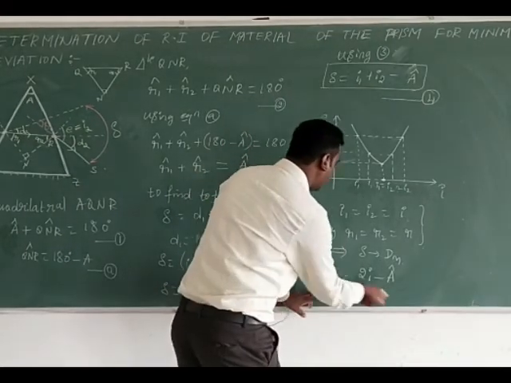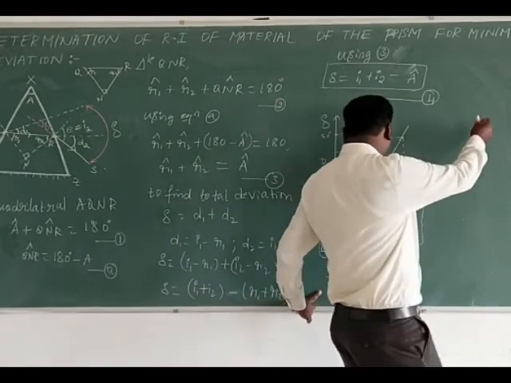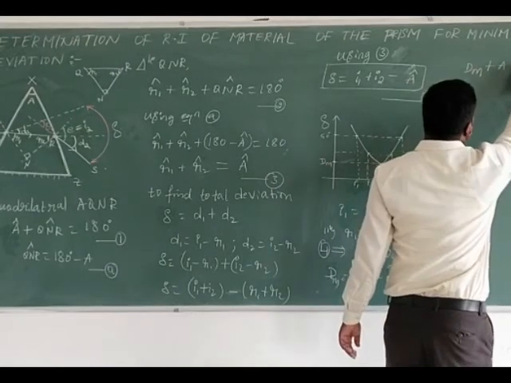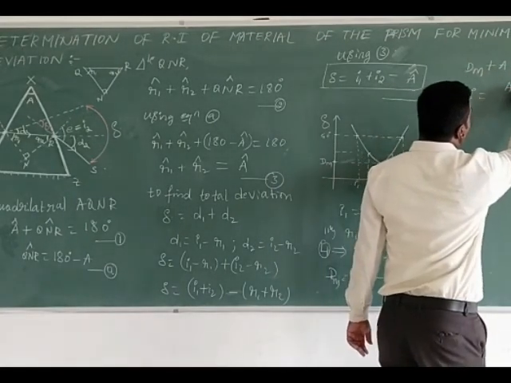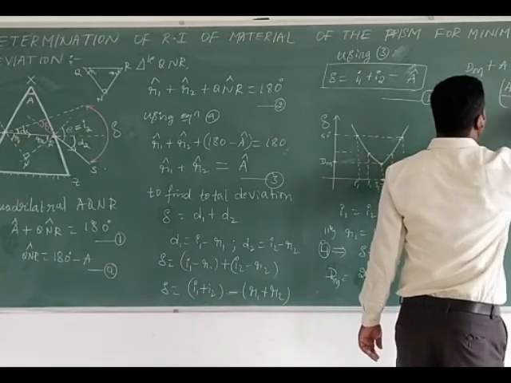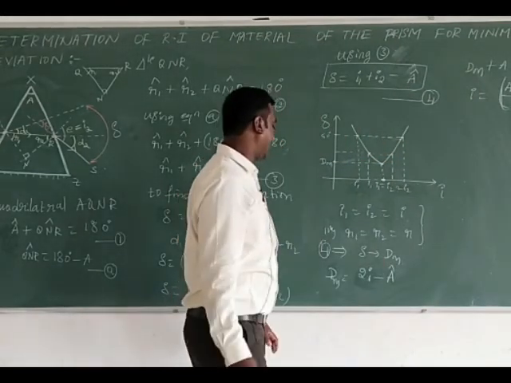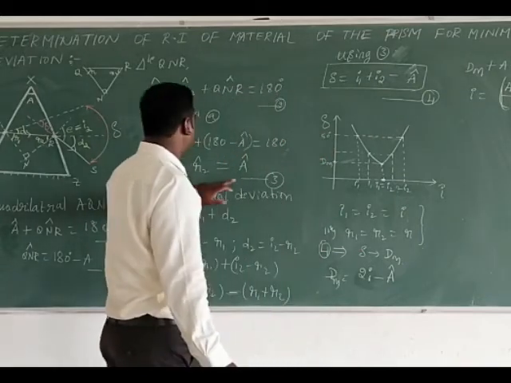If you take this minus to the left-hand side, we have Dm plus A, which is equal to 2I, or I is equal to A plus Dm divided by 2. That is the angle of incidence. Like that, if you come to the equation, look at equation number 3.